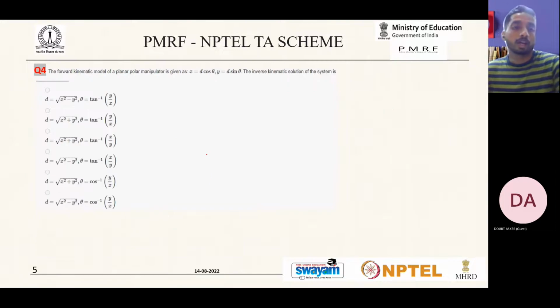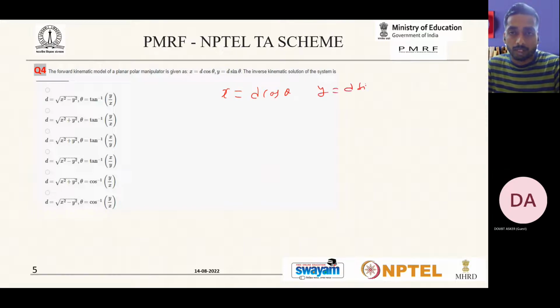The next question is question number 4. This is also similar to what we have discussed in the earlier question, and it is pretty easier. Here the forward kinematics are given by x equals d cos theta and y equals d sin theta. What we have to find is d and theta. There are two equations and two unknowns, d and theta. As you can see from here, we can simply square both equations.